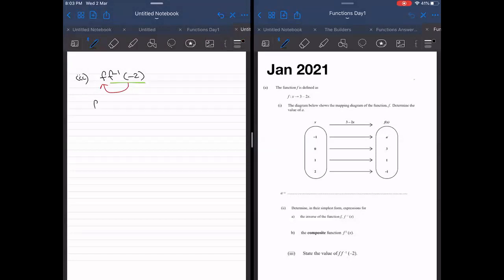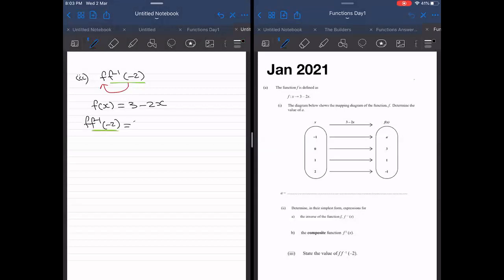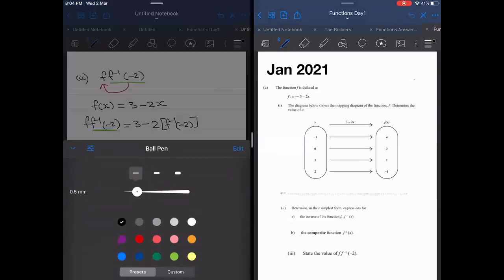So I say, okay, f of x is equal to 3 minus 2x. So f of f inverse of -2 means that wherever I see x, I am going to put f inverse of -2.